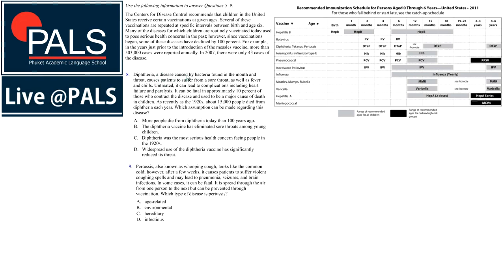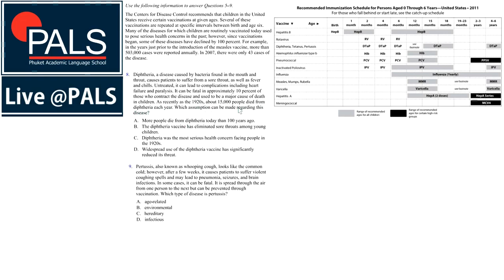Diphtheria, a disease caused by bacteria found in the mouth and throat, causes patients to suffer from a sore throat, as well as fever and chills. Untreated, it can lead to complications including heart failure and paralysis. It can be fatal in approximately 10% of those who contract the disease and used to be a major cause of death in children. As recently as the 1920s, about 15,000 people died from diphtheria each year.